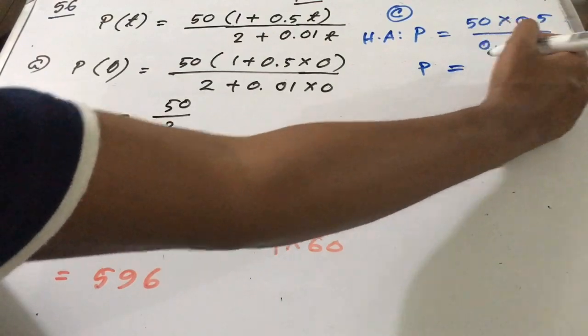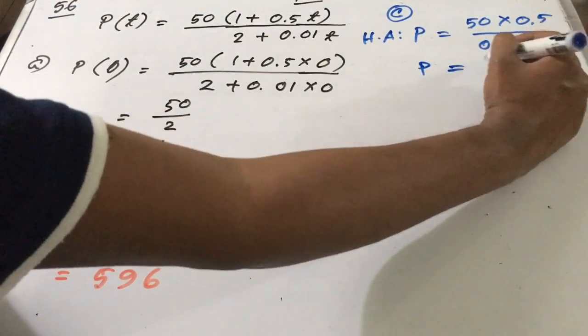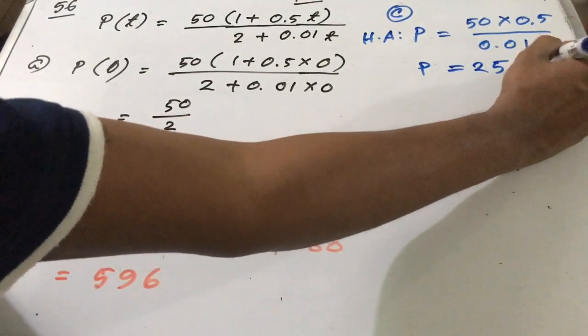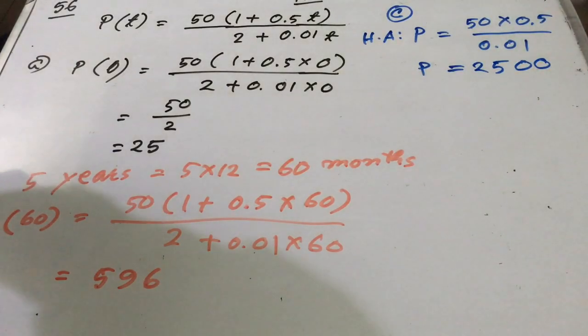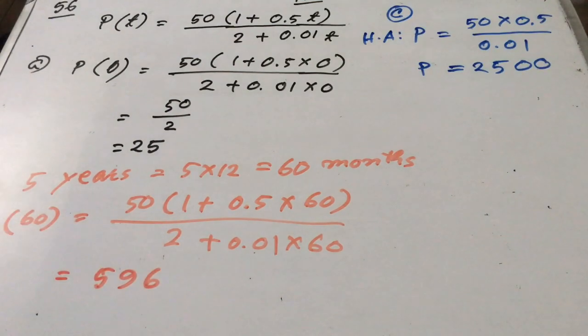Therefore p equals, if you do the calculation, I suppose this will be 2500. Let me recheck it. 50 into 0.5 divided by 0.01, 2500. So this is the horizontal asymptote of this function.